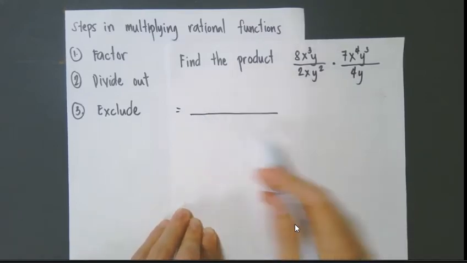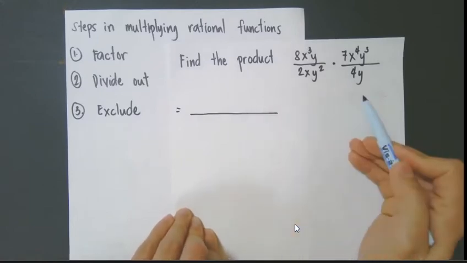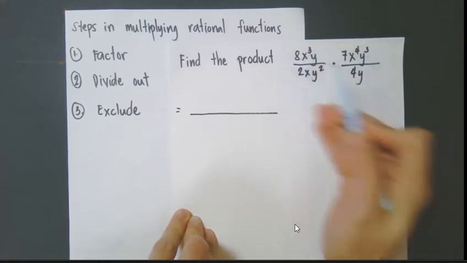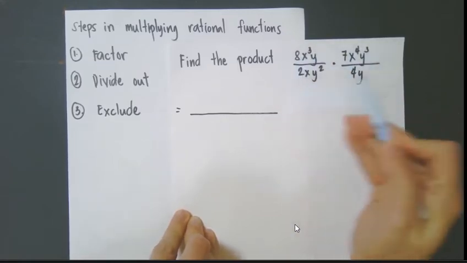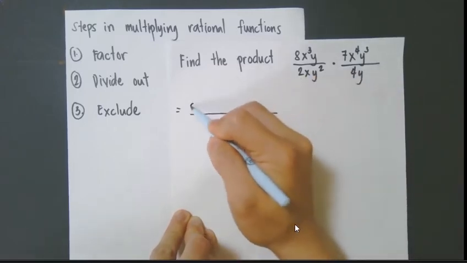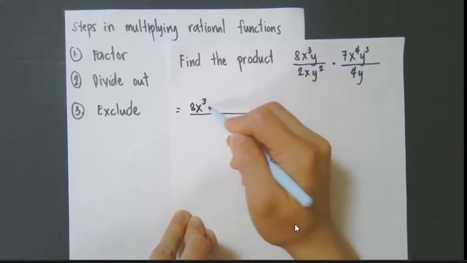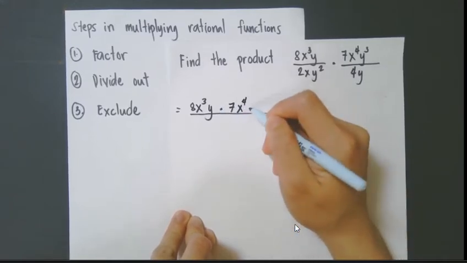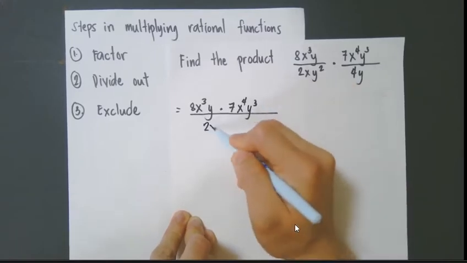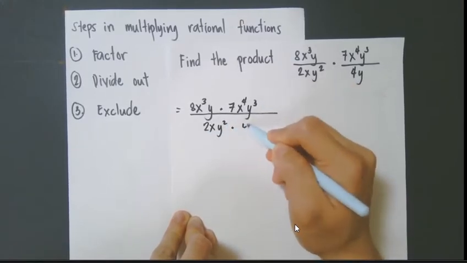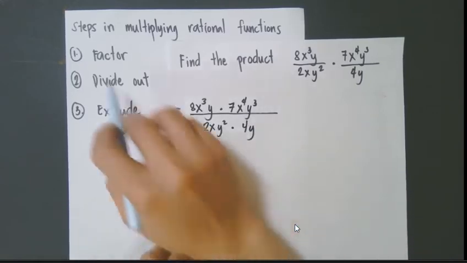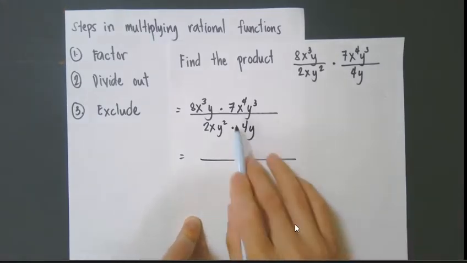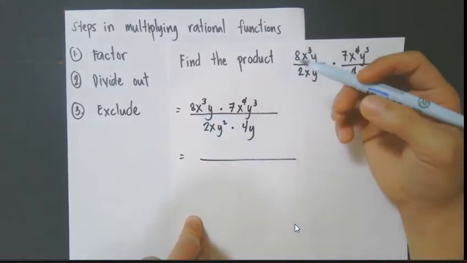So let's write them as one rational expression. First, remember when we are multiplying rational functions, we would just go straight across. So we multiply our numerators and we multiply our denominators. So we have here 8x cubed y times 7x to the power 4 y cubed, over 2xy squared multiplied by 4y.